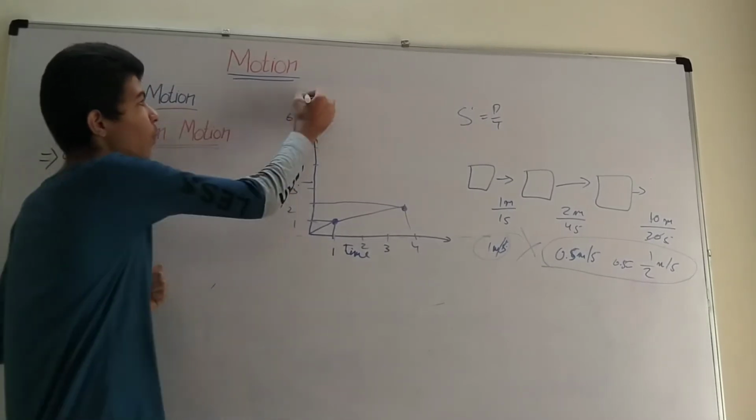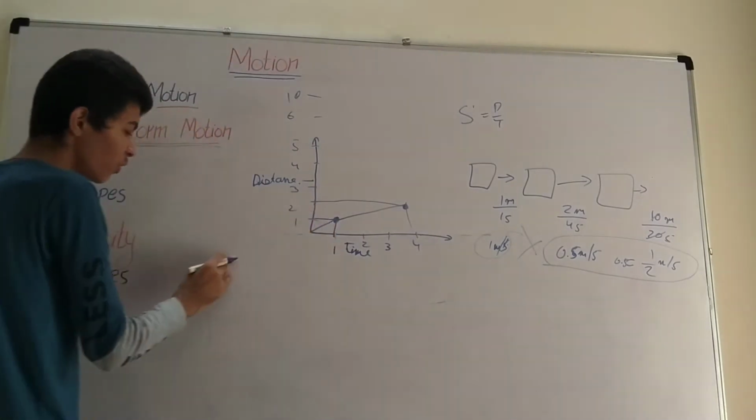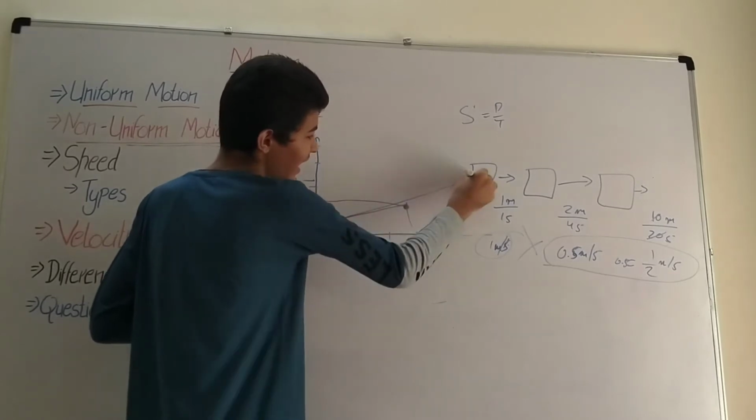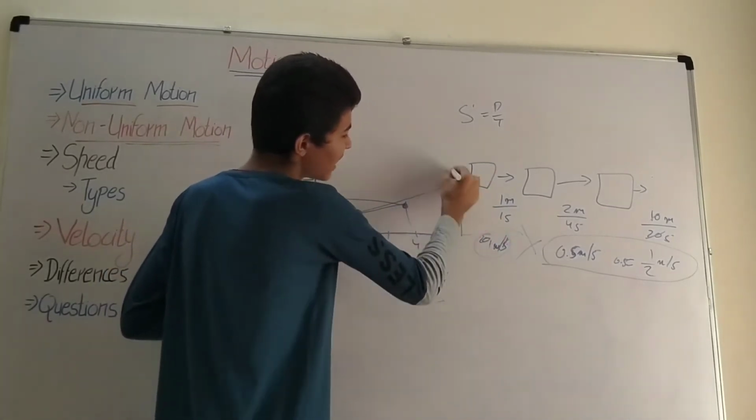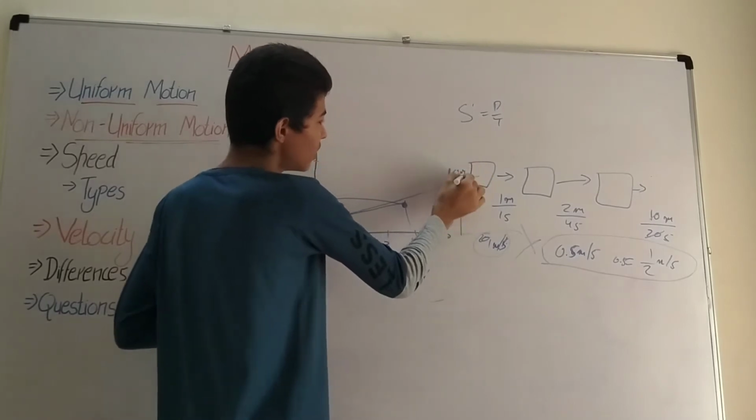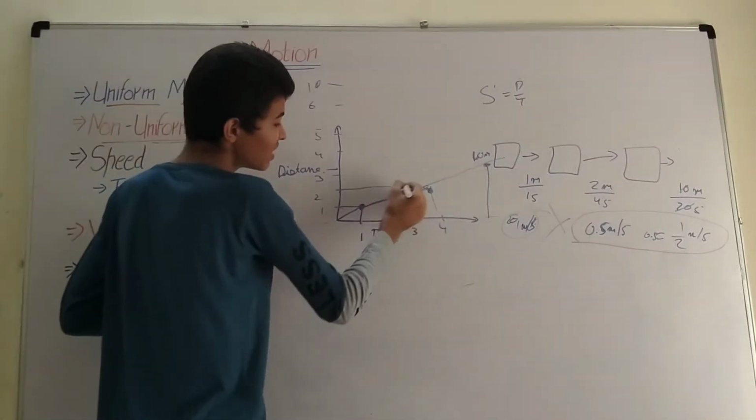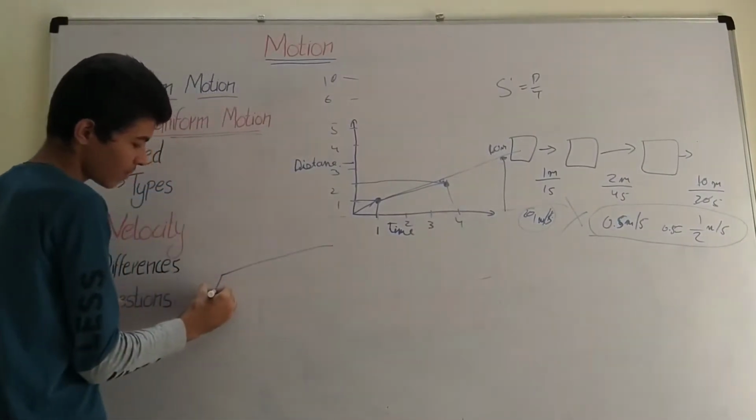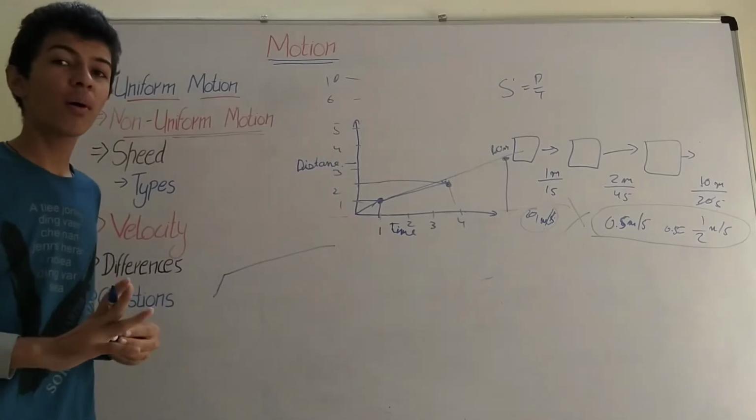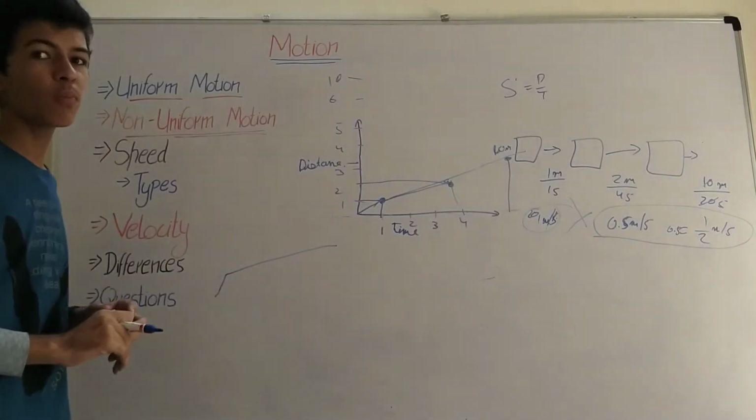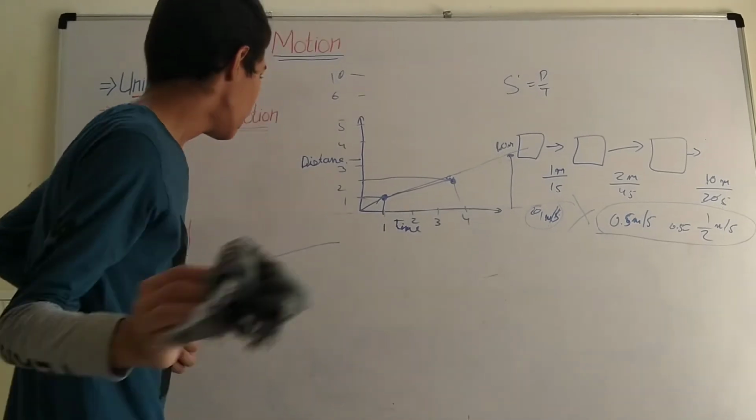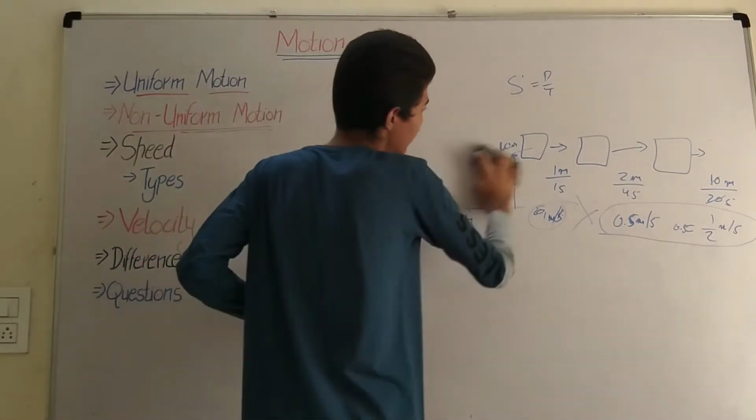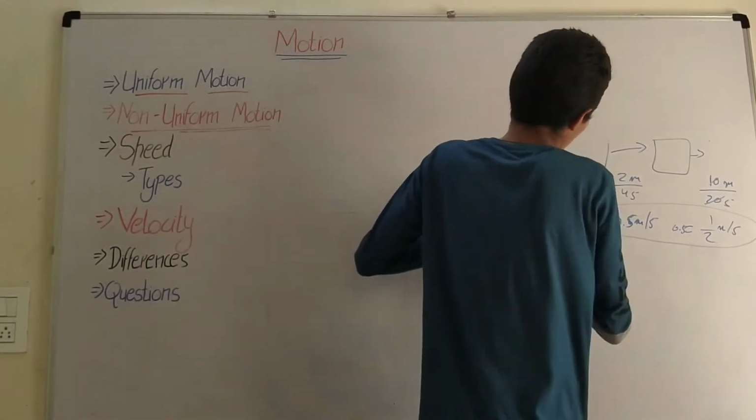I could not plot it because the value is very high, but when we plot that, we will see that if you join and extend this line up to 20 seconds, here would be the 10 meters. It would not be a straight line, but a bent line, so it would look like this. So we know that when a straight line is not formed, it is a non-uniform motion. So this was a distance time graph. Let me take an example of the speed time graph.